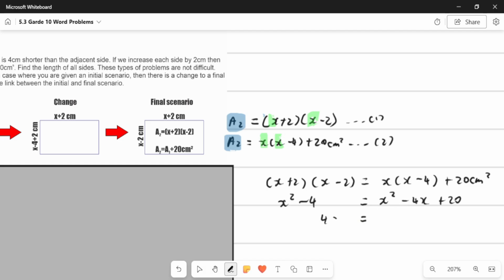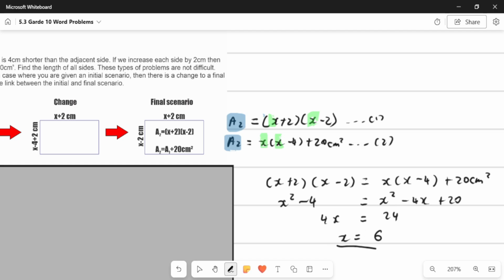So we're left with 4x is equal to 20. Add 4 on both sides, 24. Therefore, x is equal to 6. Now you see, at the beginning, we defined x, we gave x a name. So when you're solving all of this here, just think of it as normal maths, normal algebra rules.